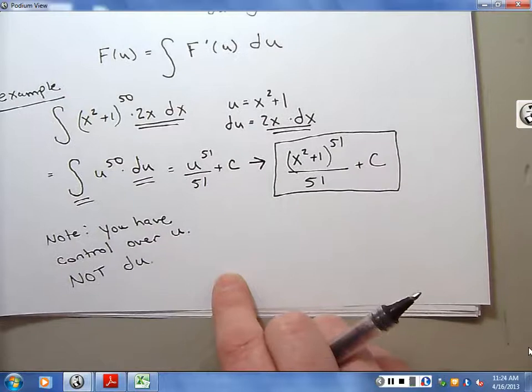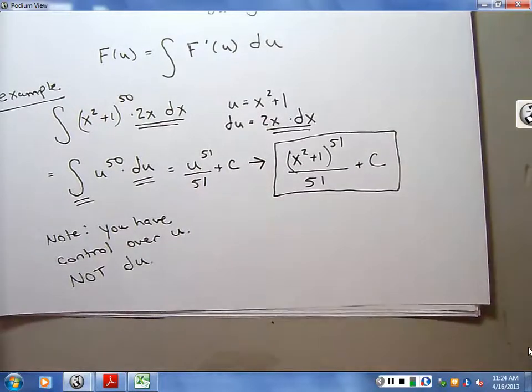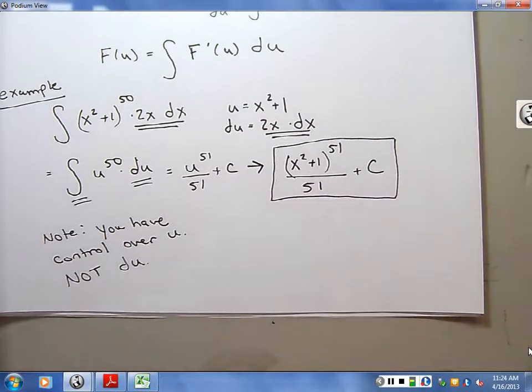So let's just look at an example where this comes in. We're not going to finish this one because after we do a u substitution, it turns out to be a calculus 2 integral. So we don't have the tools to go ahead and integrate it, but I want to show you how you can pick a u conveniently.